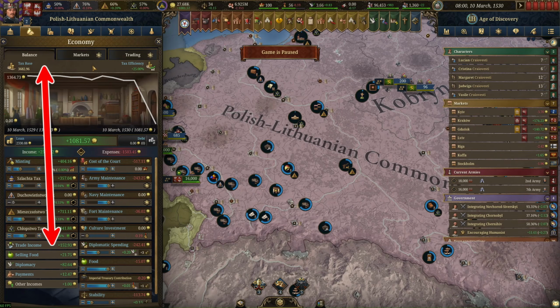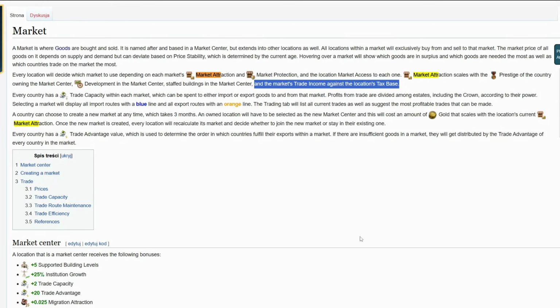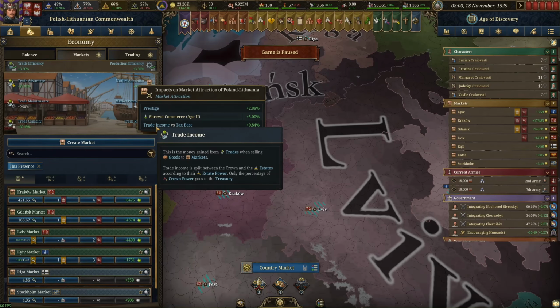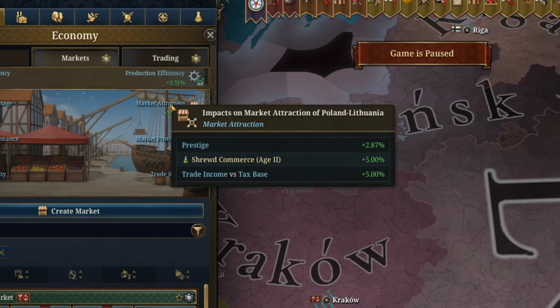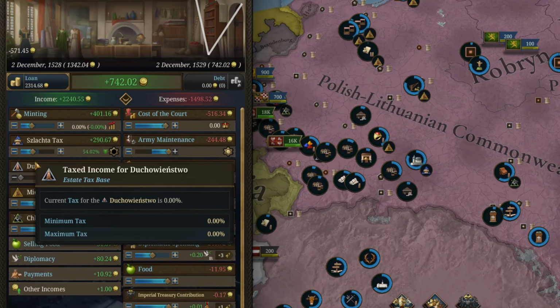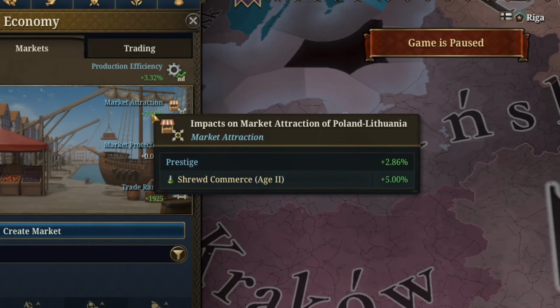The only thing I am sure of is that this is neither the tax base you see in the economy panel under the balance tab, nor the trade income you also see there. The EU5 wiki describes this part exactly, and it still isn't very clear. For sure, taxation affects this statistic, because when I turn it off, these percentages rise to a maximum of 5%. When I disable all my trade and restore taxes, the statistic disappears altogether.